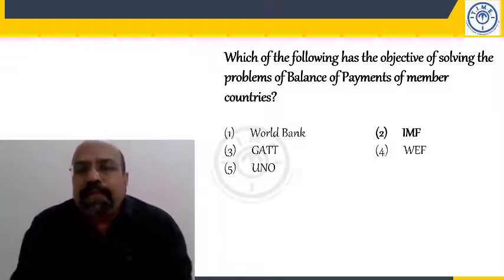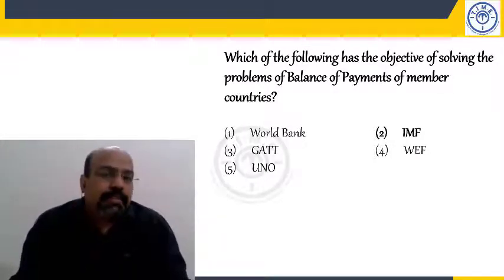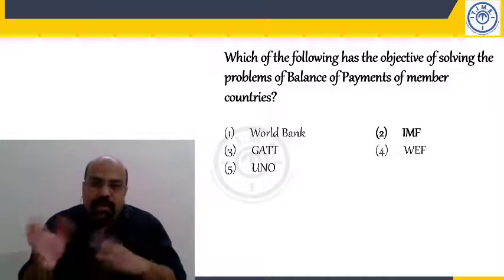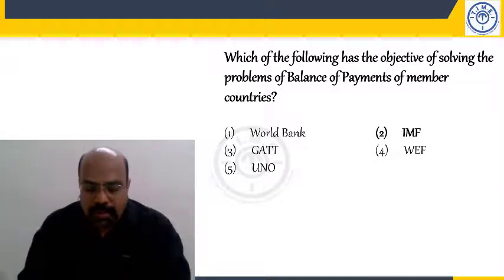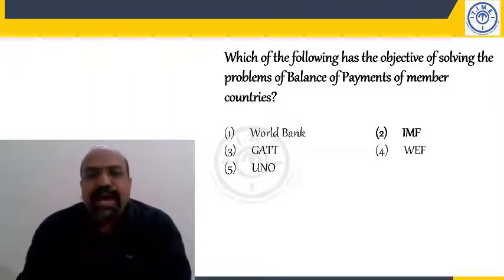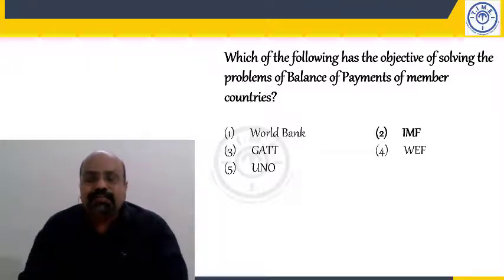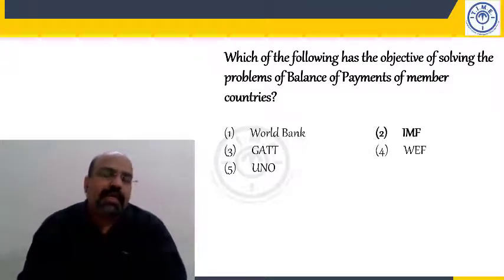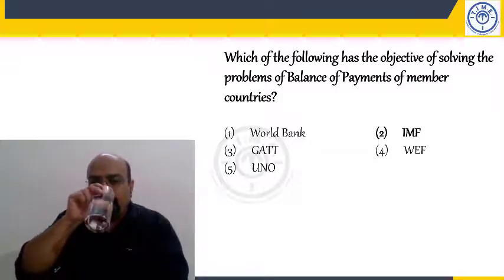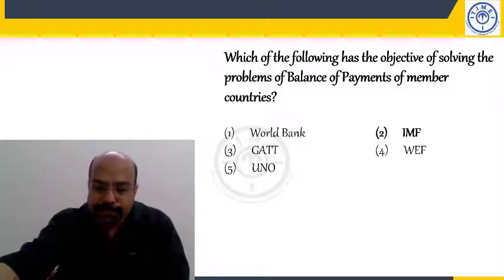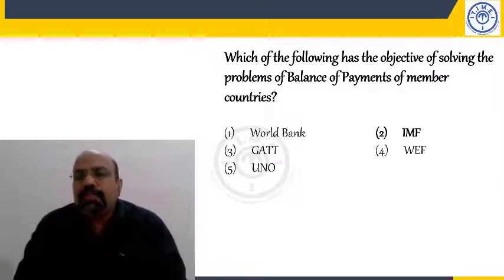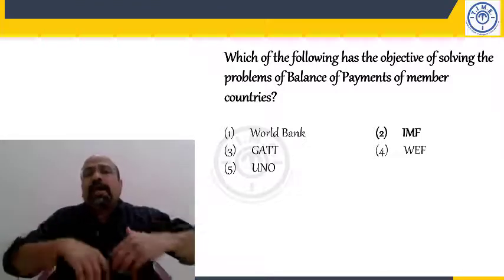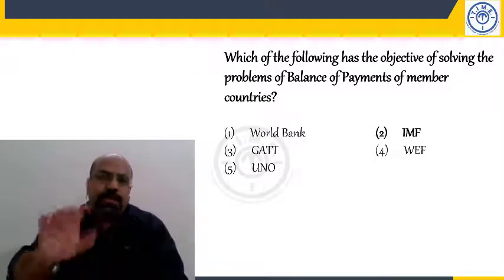Next, which of the following has the objective of solving the problem of balance payments of member countries? Now, balance of payments is okay. पहले लिखिए, आंसर तो वहाँ पे लिखा हुआ है, तो आप लिखिए पहले balance of payments problem और balance of payments crisis. Balance of payments crisis. Okay, right. Will not take grammar, happens and all that.